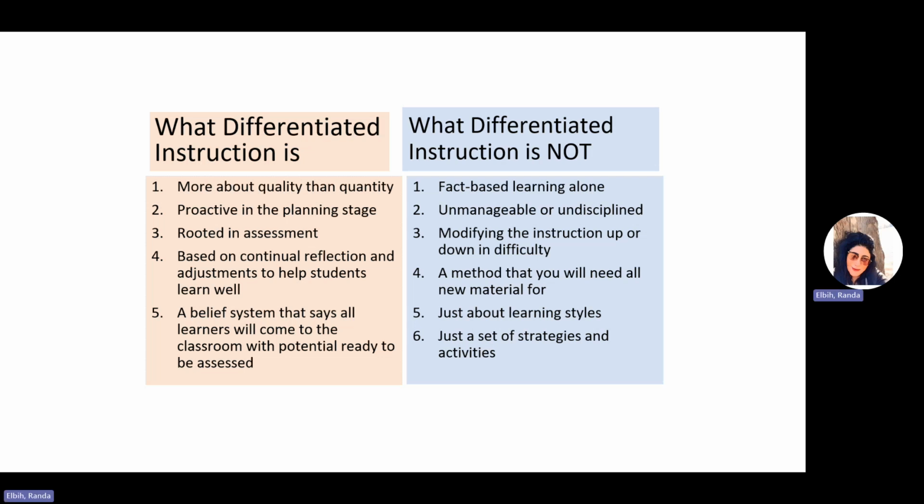Also, it is rooted in assessment. In this case, assessment is really taken as part of the instruction. So it's not just to assess students' learning to see if they learn the material. It is also used as a tool to help students learn the material, okay? It is based on teachers constantly reflecting on their planning and how it was effective when they taught the lesson, and also doing readjustments to help students learn well.